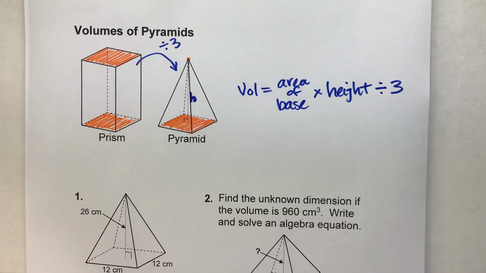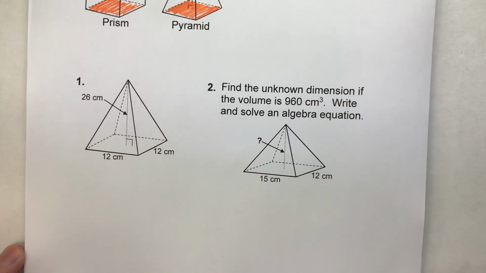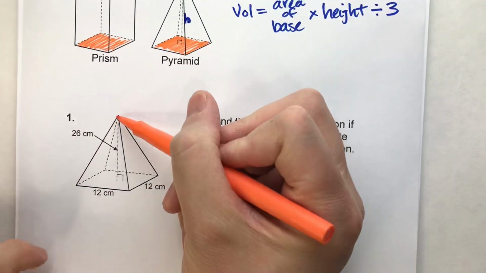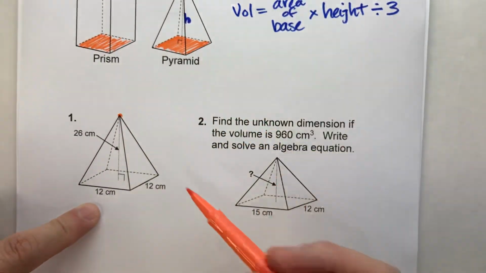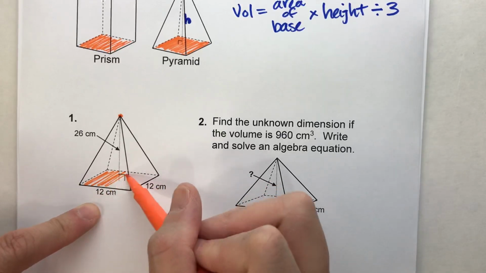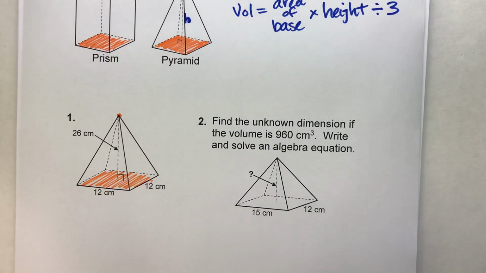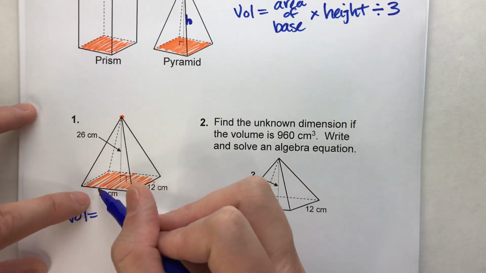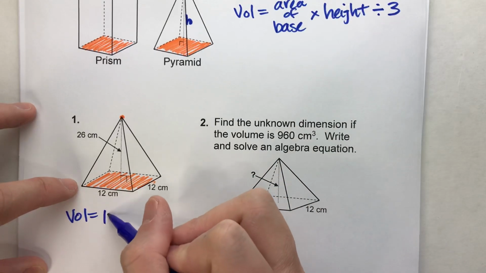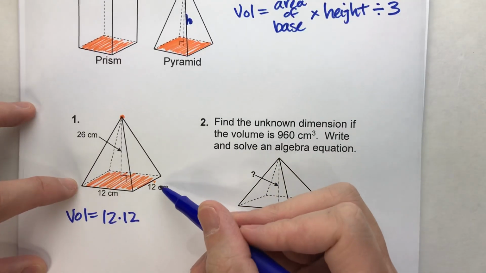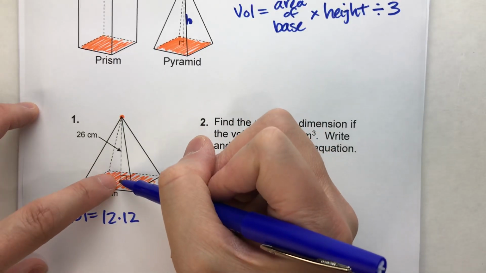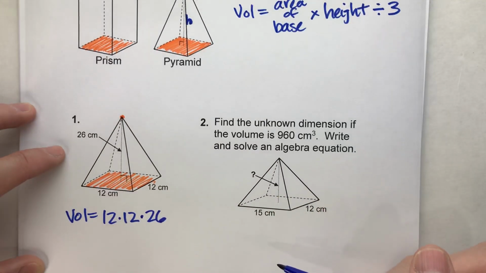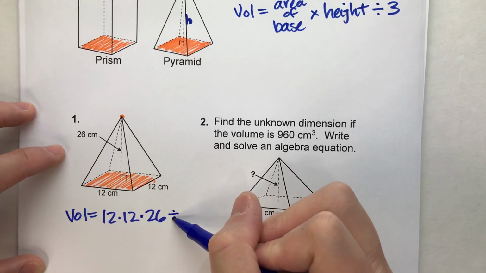Okay? So let's do some examples so you can see this in action here. All right. So we've got this pyramid right here. And we know here is the apex of it, the point that it comes to. So this is my base. And if I want to find the volume of this pyramid, I'm going to take the area of this base, and it's a square apparently, 12 by 12. So I'll do 12 times 12. And then I'm going to multiply it by the height. And the height goes from the base straight up to the top. In this case, that's 26. And then the last step, because it's a pyramid, divide by 3.